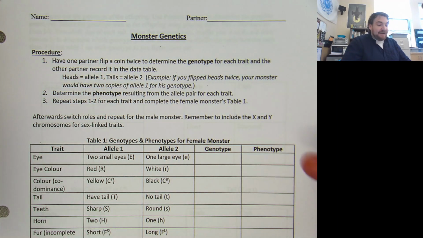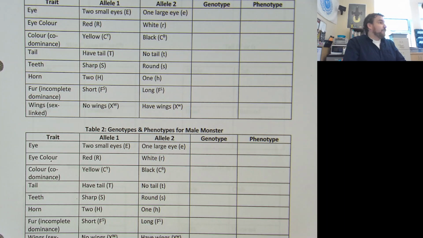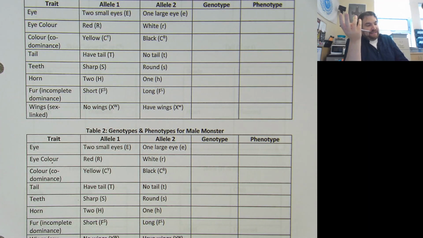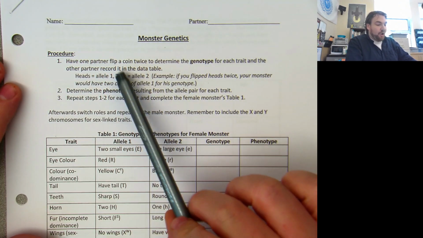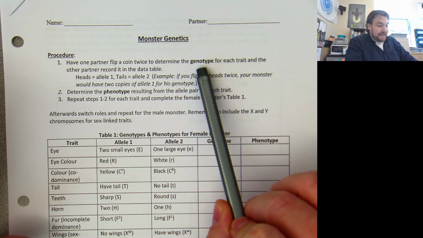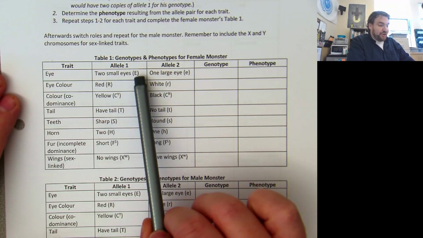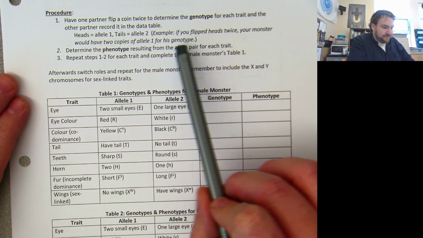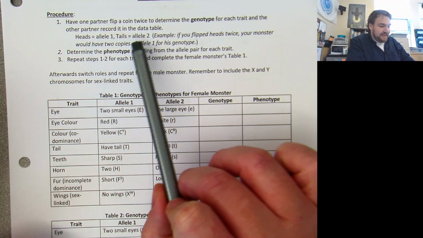So, procedure. You'll do this with a partner or partners. You can do it in a group of 3. You cannot do it in groups of 4. I mean, heck, you could theoretically do it alone, but that's less fun. But that's up to you. You are going to flip a coin to determine the genotype for each trait of the parents. I have dominoes again, so you're going to flip dominoes. For each one of these, you flip a domino. Heads is allele 1, tails is allele 2.